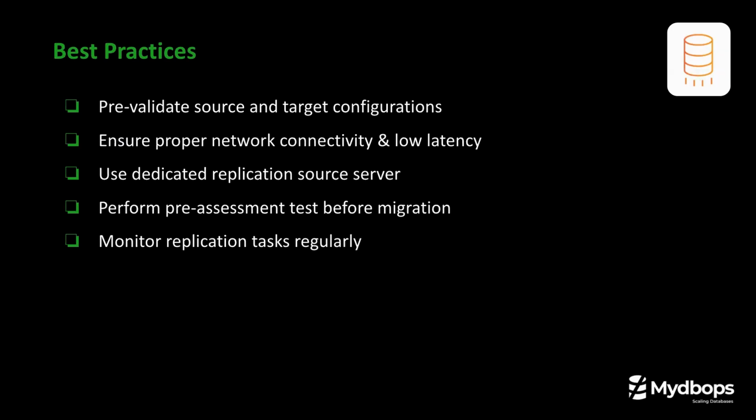Let's start with the best practices. Before starting the migration, it is important to pre-validate the source and target configuration to ensure everything is compatible. The network connection between source and target should be fast and reliable for low latency migration and fast full load. If possible, use a dedicated replication source server for your DMS purposes, because using production casts load on the production databases. Always do a pre-assessment test to identify potential issues before running the actual migration.